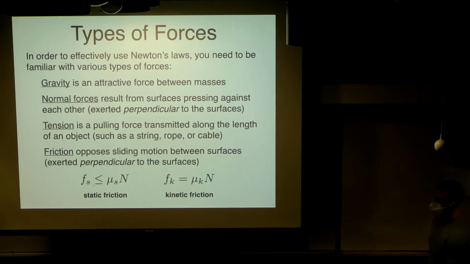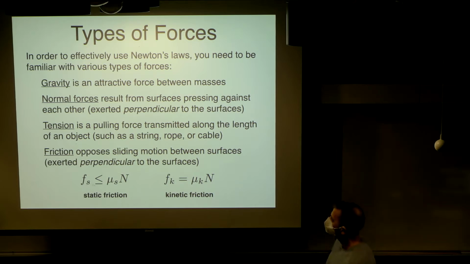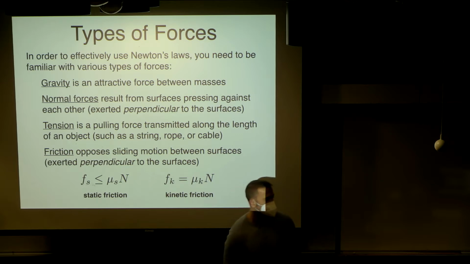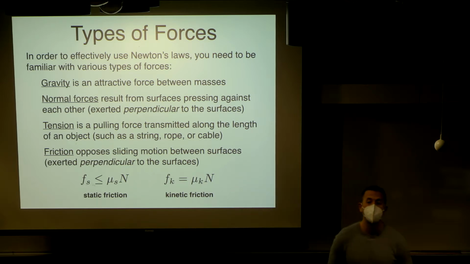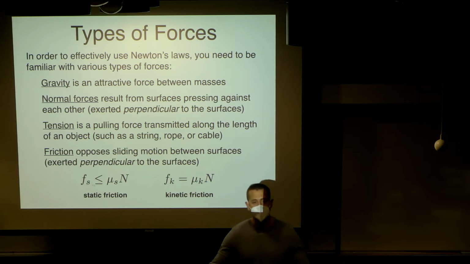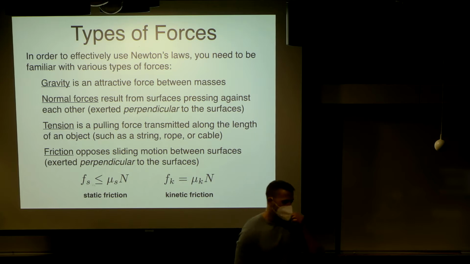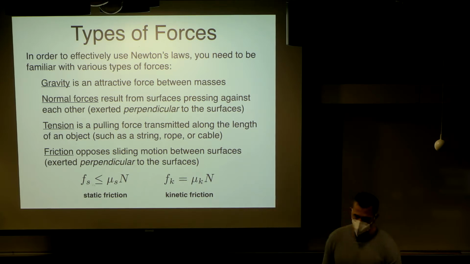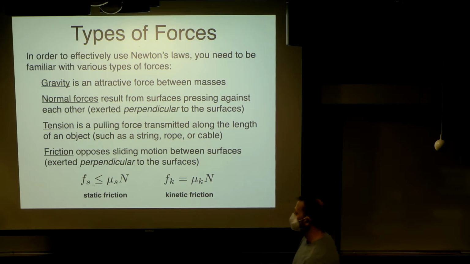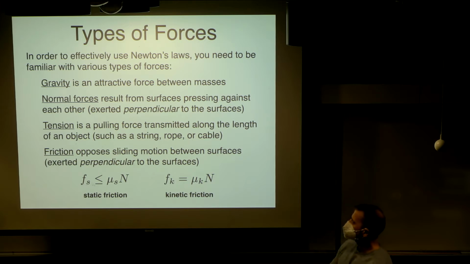But if we're going to effectively use the laws of motion to solve problems, we need to be familiar with the various types of forces that actually exist out there in the real world, okay? Some of them that you should know about are, for one, gravity. Gravity is an attractive force between two masses, and we have different ways of treating gravity, right? We have gravity near Earth's surface, and then gravity more generally, as stated by the law of universal gravitation, which we'll get into in a second.